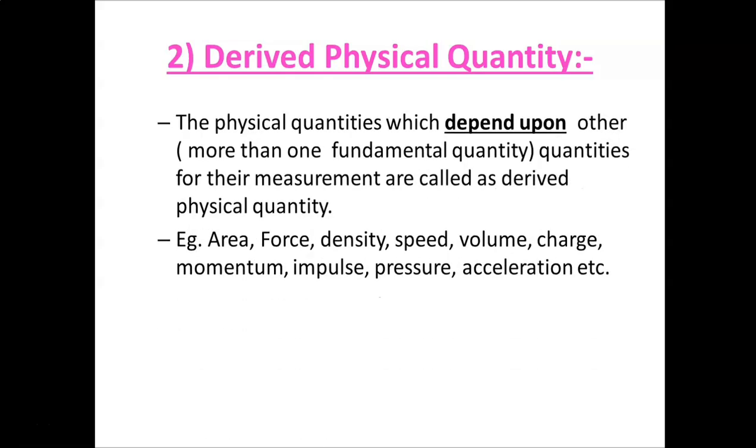Next we will see derived physical quantities. The word derived, what does it mean? We can determine something from something else. So derived quantities are the physical quantities which depend upon other quantities for their measurement. It means they depend on more than one fundamental quantity. We will see one by one. Examples: area, force, density, speed, volume, charge, momentum, impulse, pressure, acceleration, and so on.